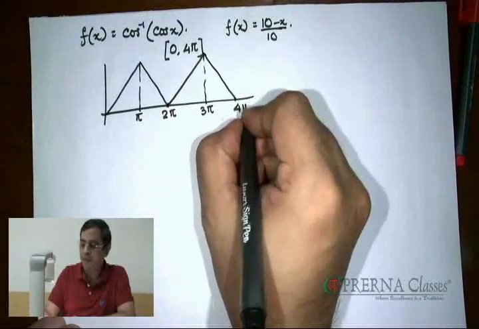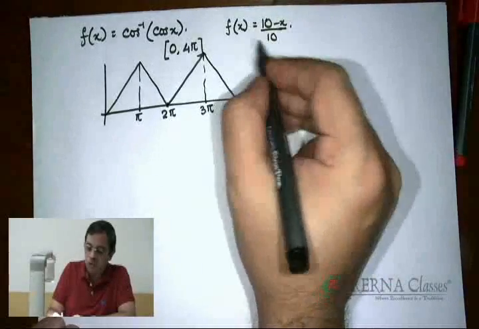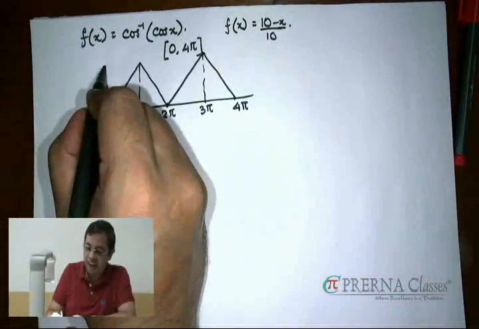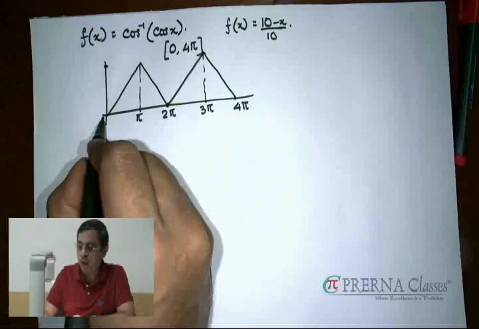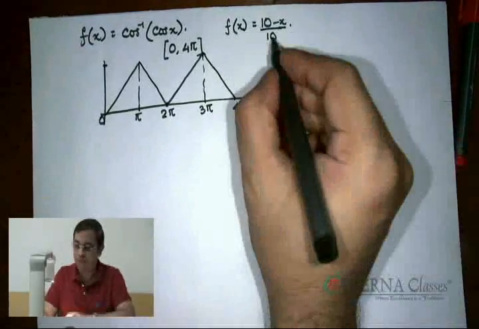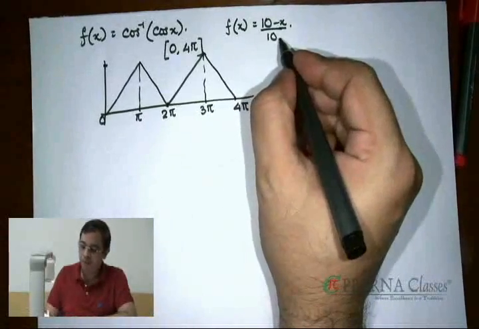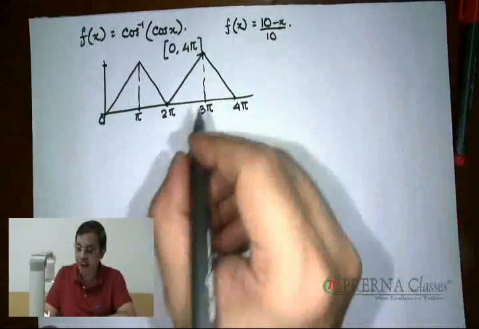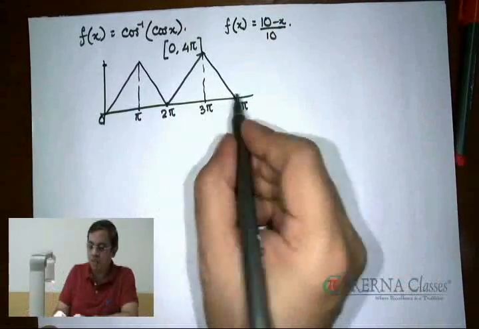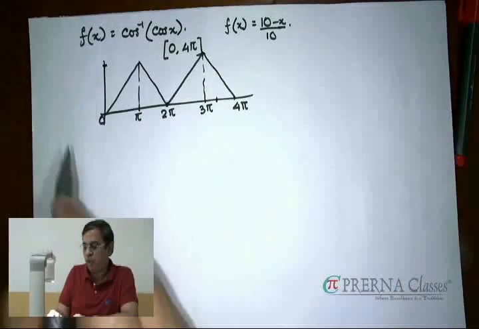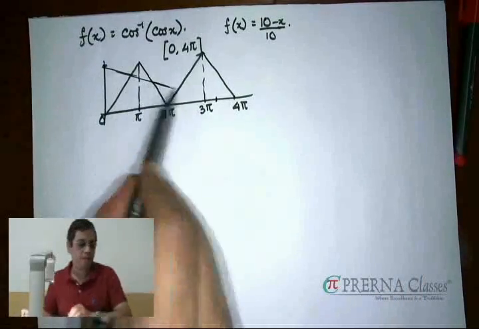The graph of (10 minus x) by 10 is going to start with a value of 1 at x equal to 0 and reduce down to 0 at a value of x equal to 10. Note that 10 lies between 3 pi and 4 pi, so that value is going to be somewhere here. The graph that we are looking at then is going to be this way.